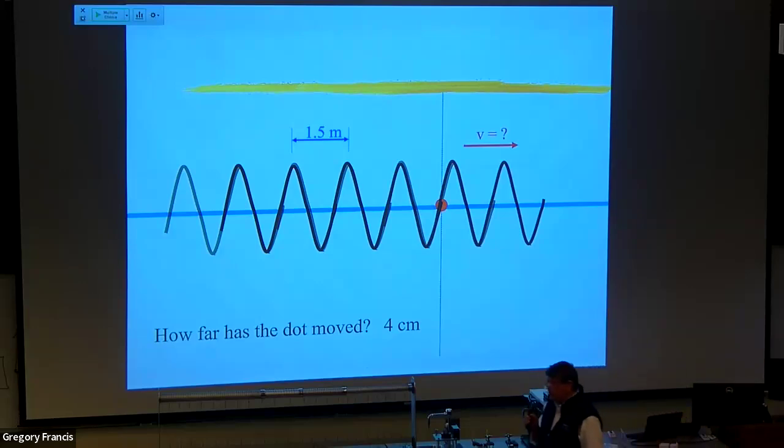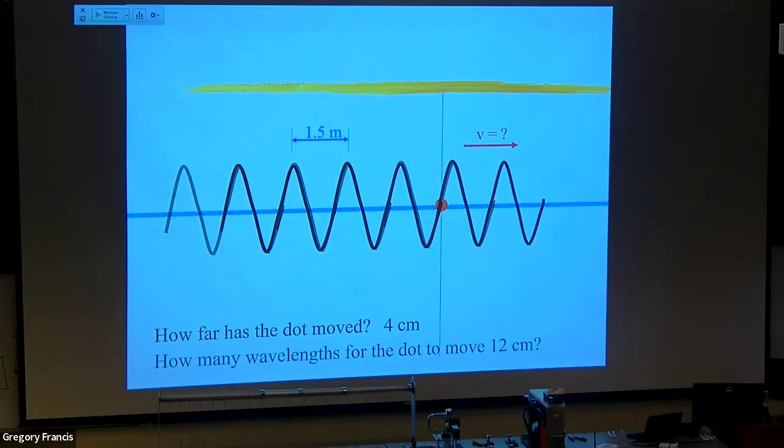Now you were told that that dot moves 12 centimeters in 1/10 of a second. Well, if every one wave is 4 centimeters of movement, how many wavelengths does it take to get 12 centimeters of movement? Shout it out. Yeah, 3. So what that tells me is that 3 wavelengths are going to move that dot to 12 centimeters, and that happens in 1/10 of a second.